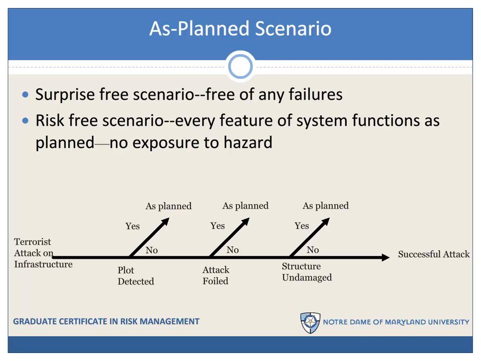If the plot's detected, yes, our system works as planned. If the plot is not detected, then we ask, is the attack foiled? If the answer is yes, the system works as planned. But if it wasn't foiled, then we say, is the structure undamaged? And if the answer to that is yes, our system works as planned. If we get no's to all these questions, that's a successful attack, and that would be an example of a failure scenario.